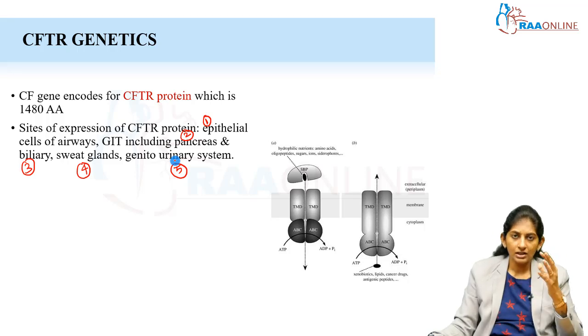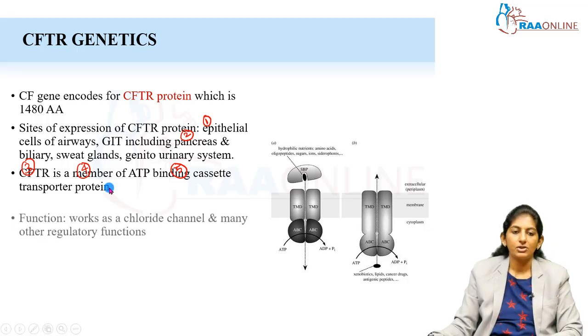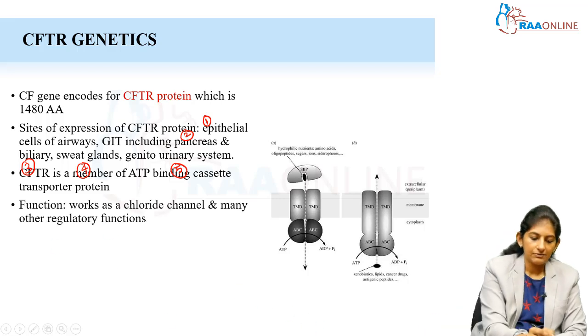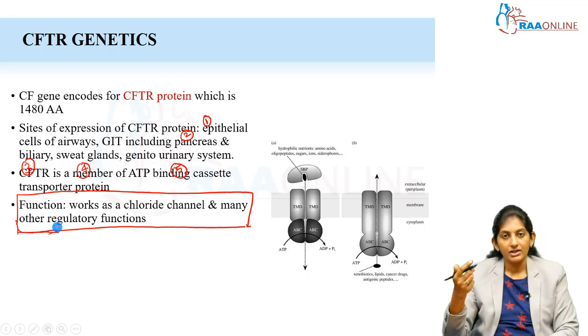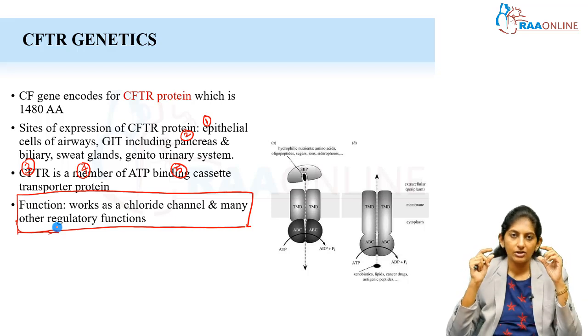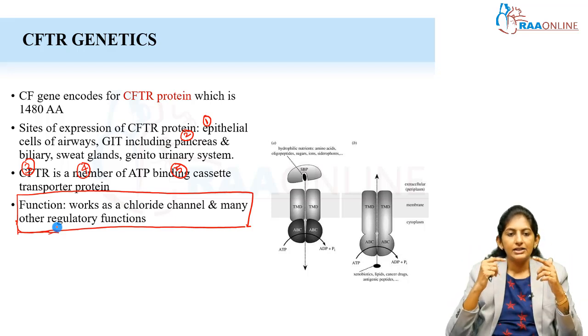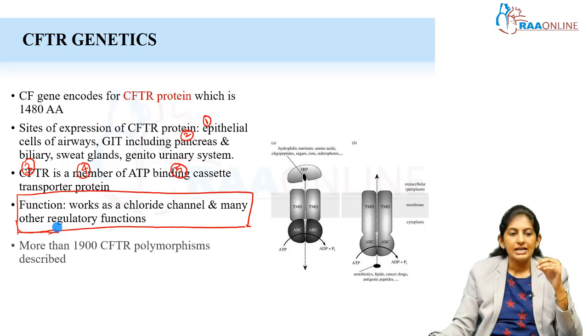It acts as a chloride channel. I'll tell you why it happens, and in different systems. Okay, so you saw where all it is expressed, right? The CFTR is a member of the ATP binding cassette transporter protein. Basically, CFTR functions as a chloride channel, and it is going to regulate the hydration of the mucus. So it's going to regulate the air fluid level. It is going to regulate the sodium chloride levels in the sweat. So many other regulatory functions are also the responsibility of the CFTR protein.